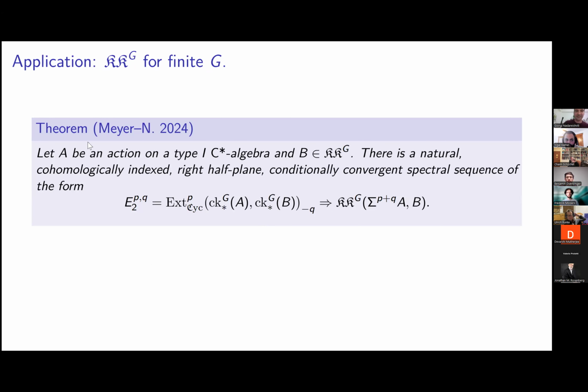And now you get for free a theorem from the machinery: if A is an action of type 1 sister algebra, and B is anything in KKG, because we know that A is generated by cyclic subgroups, then you have this spectral sequence that you can describe here. This spectral sequence is approximated by this Ext functor, which can be computed. You know the ring, you know the modules here.